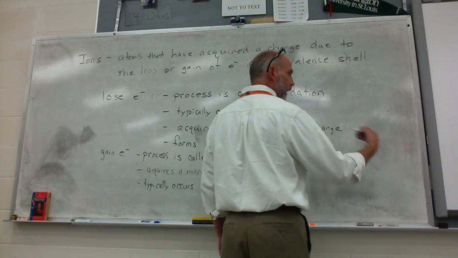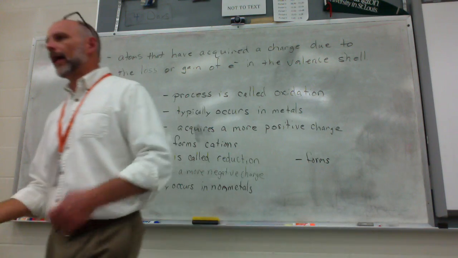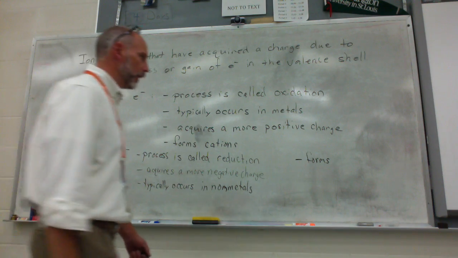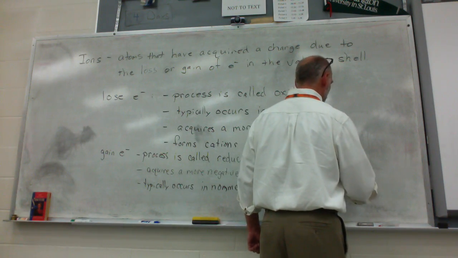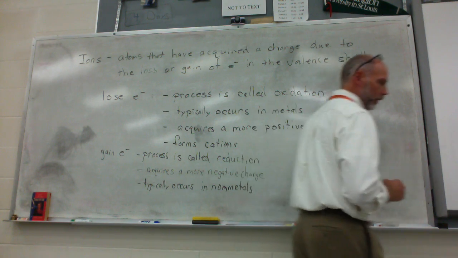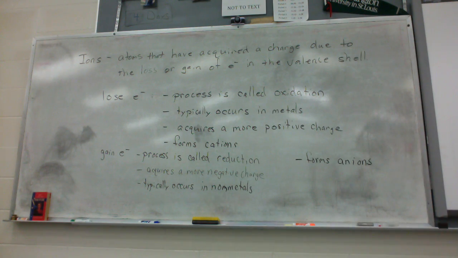When atoms gain, especially in this class, when we look at them gaining electrons, forming a negative ion, we call those negative ions anions. Again, you may or may not have been introduced to that word before. So we have cations and anions. I like to say those words better than positively charged ion and negatively charged ion. It's a lot faster. You guys agree?